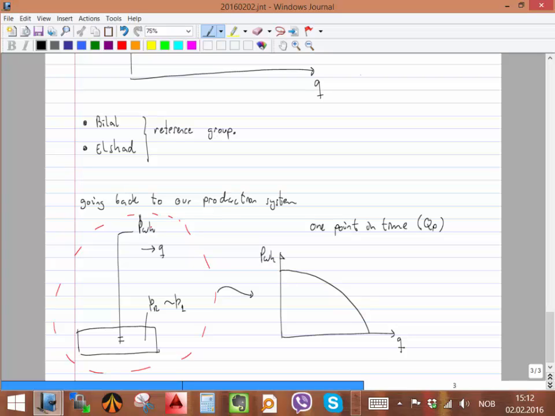If you put here some equipment where you can control the pressure, and you lower the pressure, lower the pressure, lower the pressure, you all the time get more rate, right? So that's exactly what this curve is telling you.